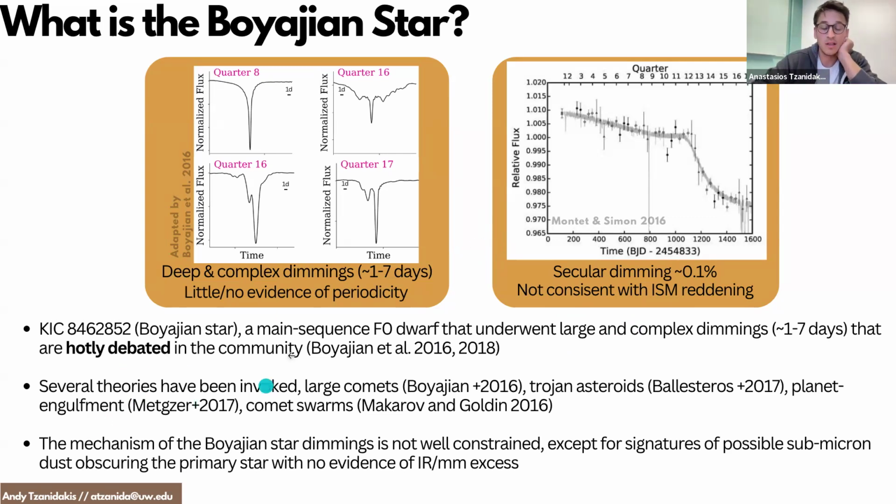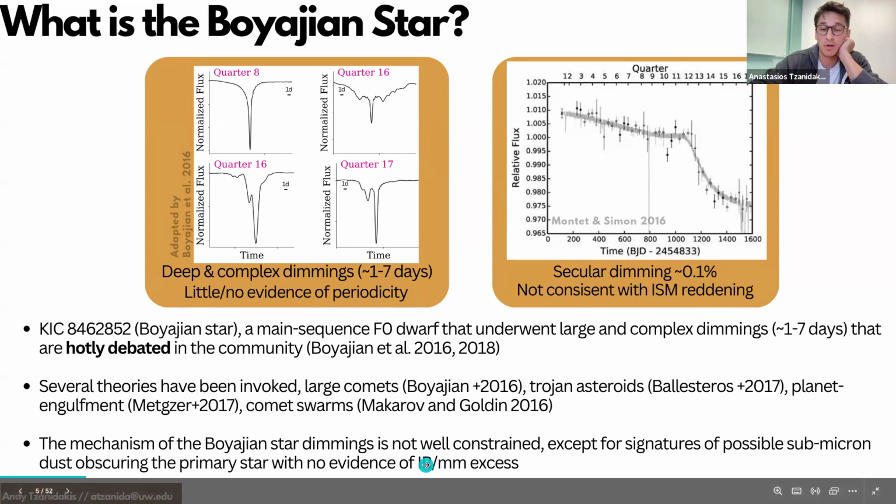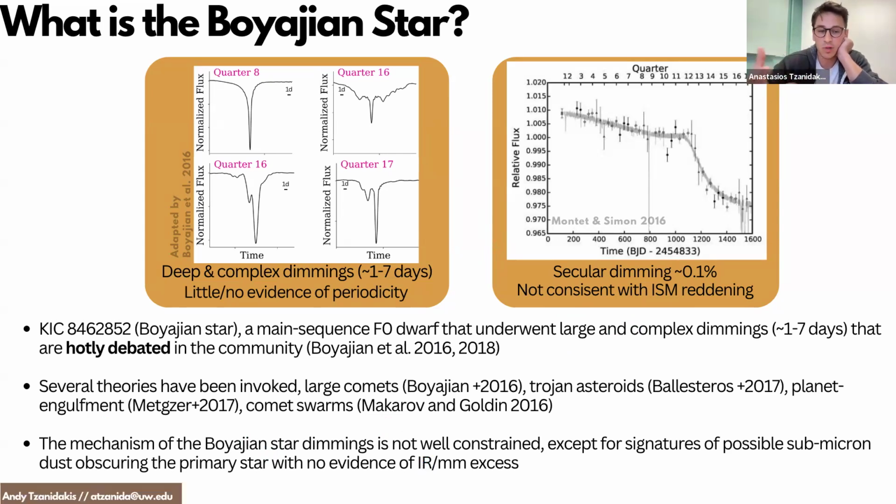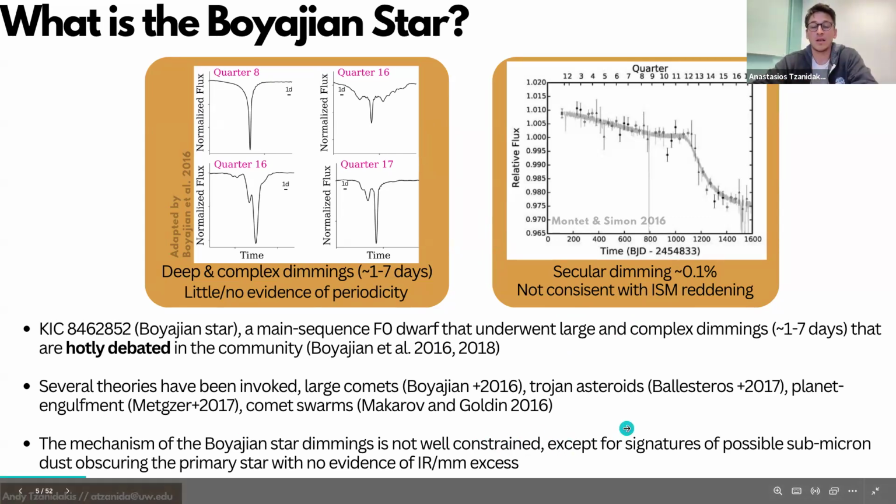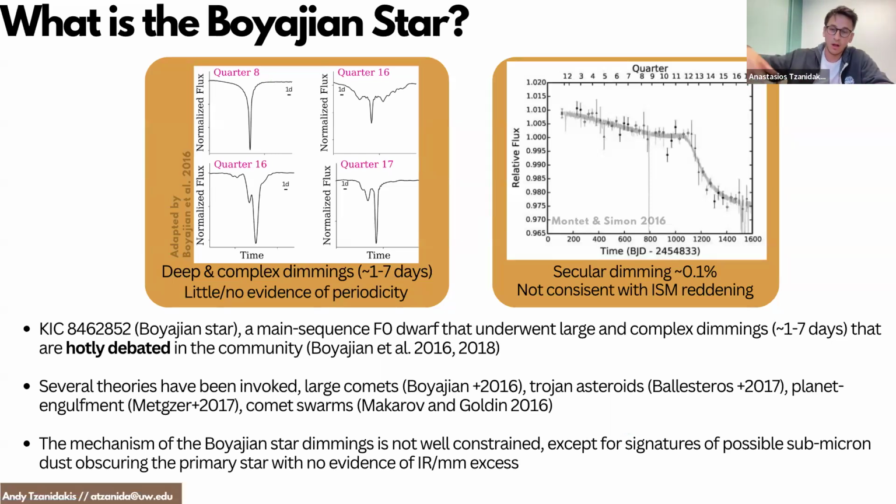So since the discovery of the Boyajian star, there have been many papers trying to understand what the system was, what was causing the dimming mechanism. There are many interesting theories, like large comets, something like a Trojan asteroid, a cloud of material blocking the star. There's one theory about planet engulfment, so some planet possibly had fallen into the host star and could produce these dimming events.